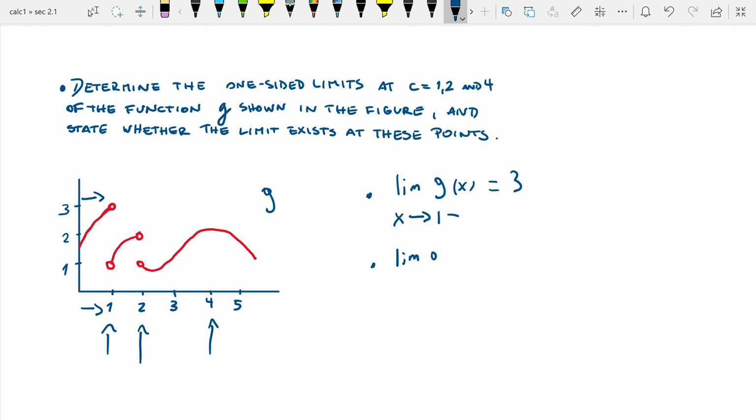Now the limit from the right at the same point is equal to 1. So now if we move here instead, we see that g of x is approaching this value, which is 1.